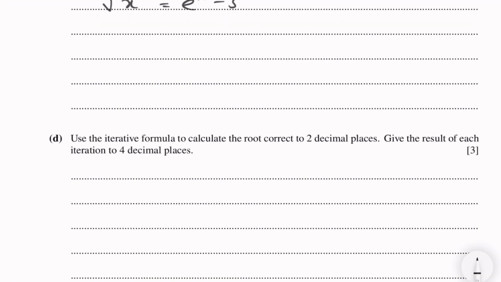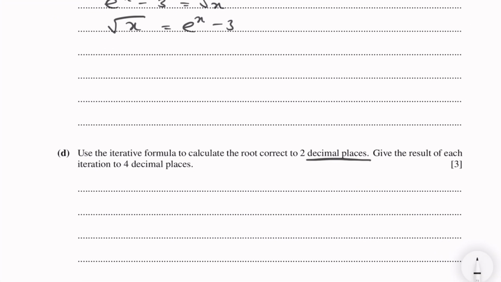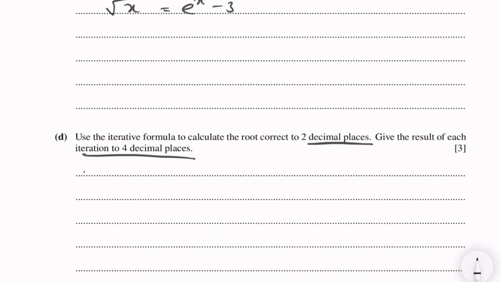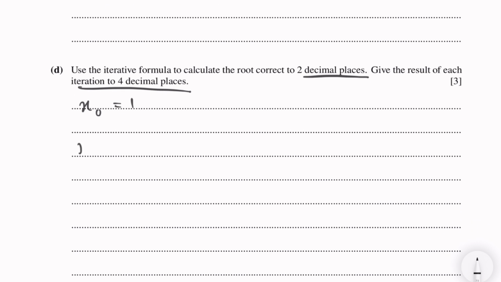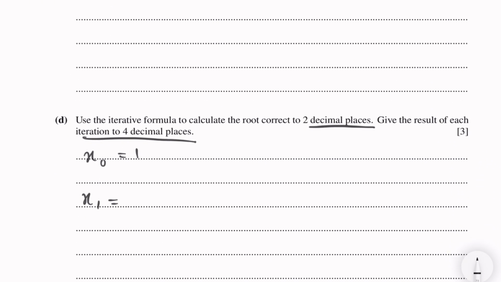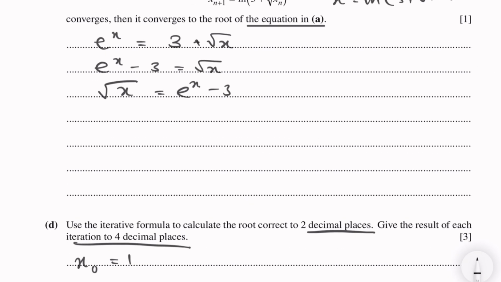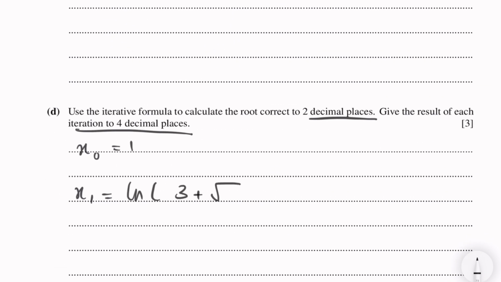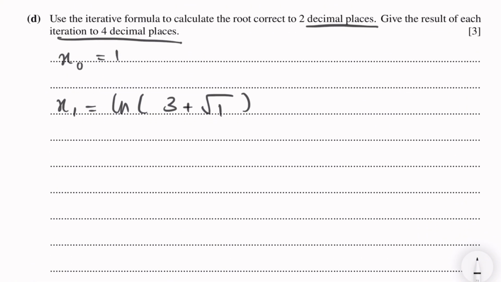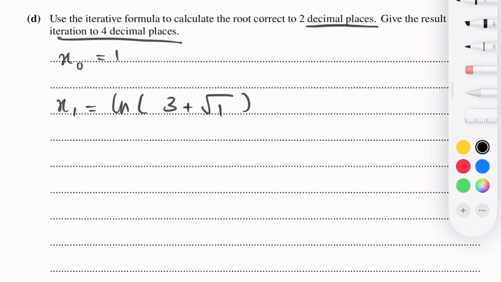And then we have, okay, use this iterative formula to calculate the root correct to 2 decimal places, giving the result of each iteration to 4 decimal places. Okay, so we're going to be using it starting at x0 equals 1, which means that x1 equals ln of 3 plus root 1, and so ln of 4 is equal to 1.3863.